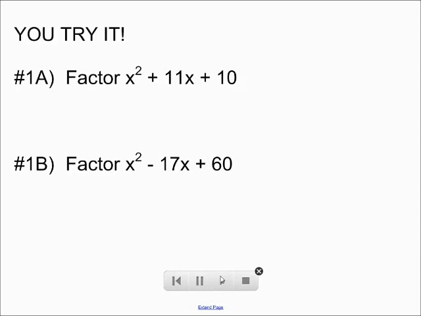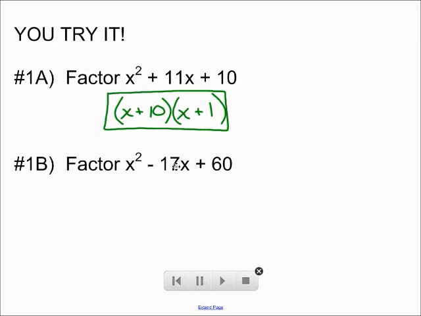Okay, so we're looking for factors of 10 that add up to 11. Well, that should come to us pretty quickly. Okay, 10 times 1 is 10. 10 plus 1 is 11. Again, factors of C that add up to B. Those will give you the factors of the trinomial. Remember, this only works when the coefficient of x squared is 1.